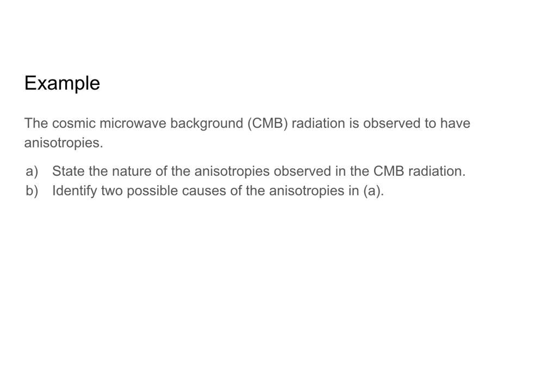So let's go ahead and take a look at an example. The cosmic microwave background, CMB radiation, is observed to have anisotropies. A, state the nature of the anisotropies observed in the CMB radiation, and B, identify two possible causes of the anisotropies in A. So take a moment, pause the video, and see if you can answer the questions on your own. When you have answered them, go ahead and restart the video and rejoin me while we discuss the mark scheme for this question.